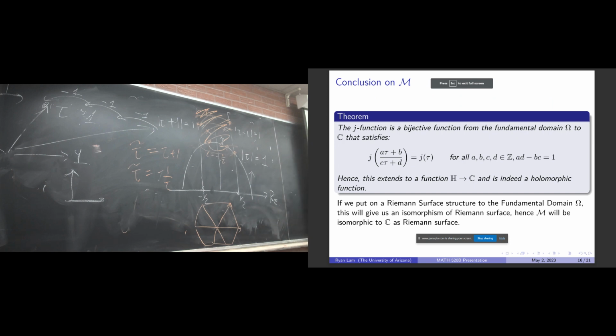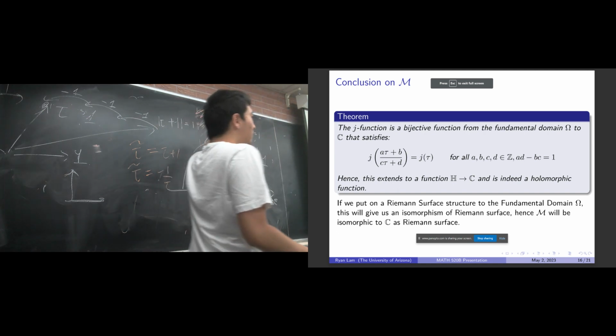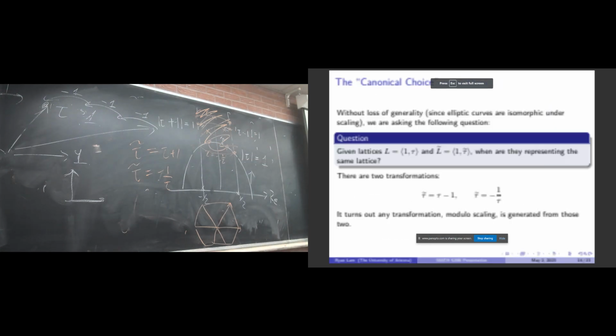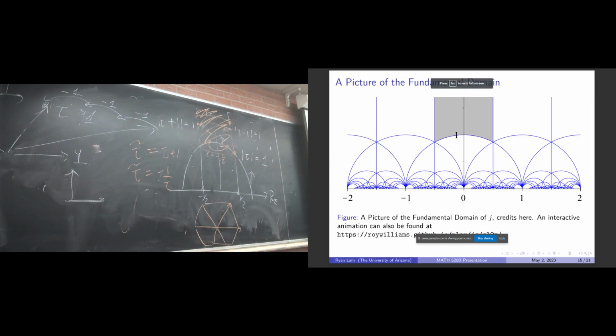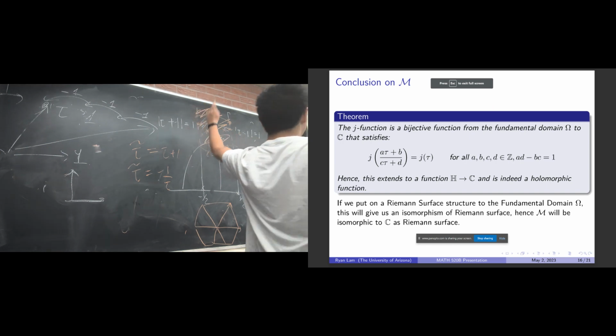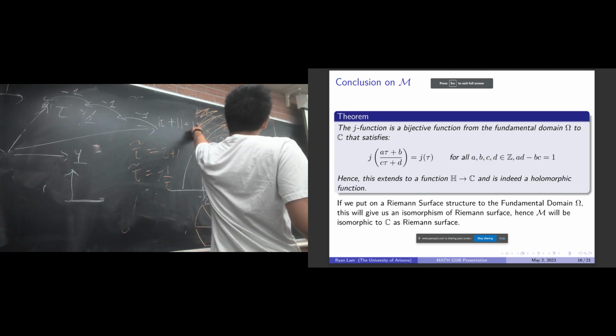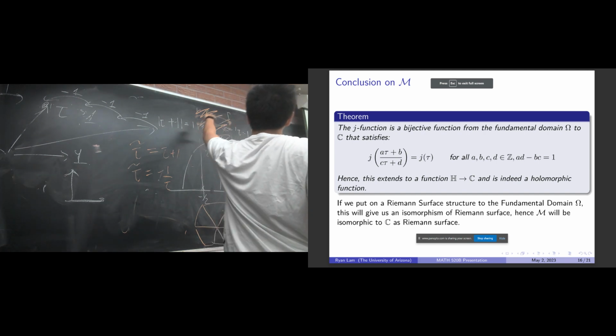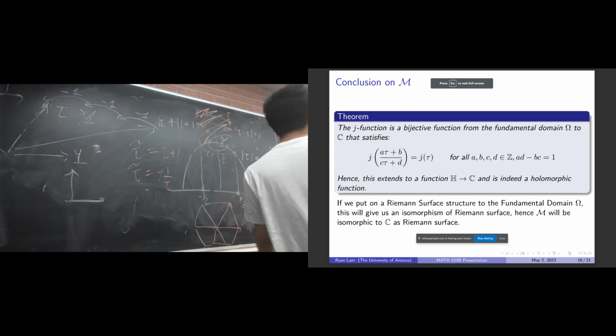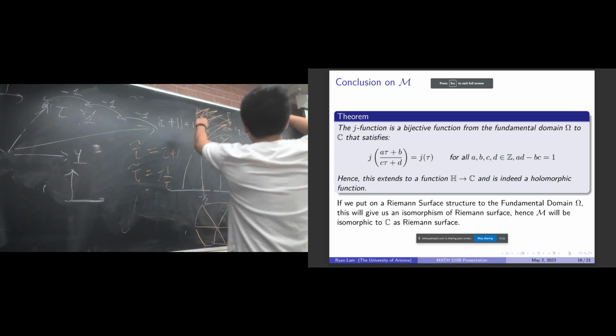The conclusion is that the J function is actually bijective. It makes sense because now we have a geometric description of M, and then we show that M is this thing. So J sends this thing to a complex number, and it satisfies the following relation for A, B, C, D in SL2C. This is important because it's a modular form, and this extends to a function on the upper half plane, because as the animation just showed, you can extend this to the upper half plane.